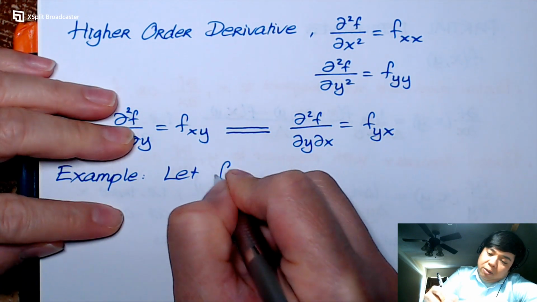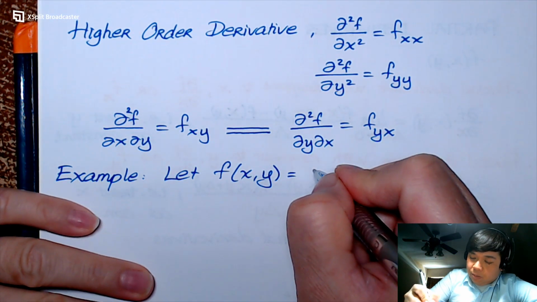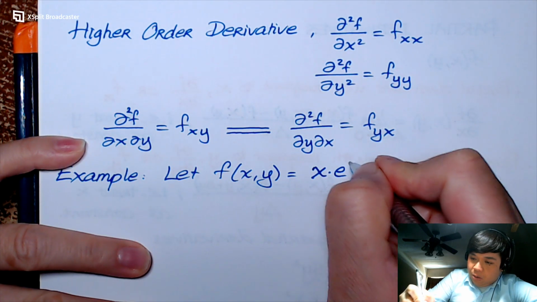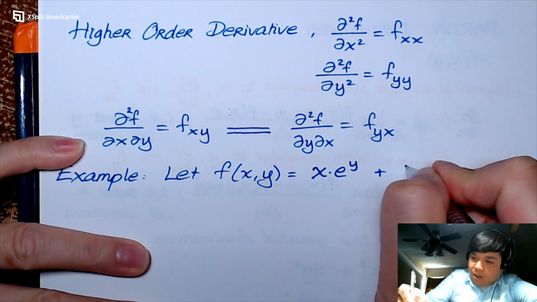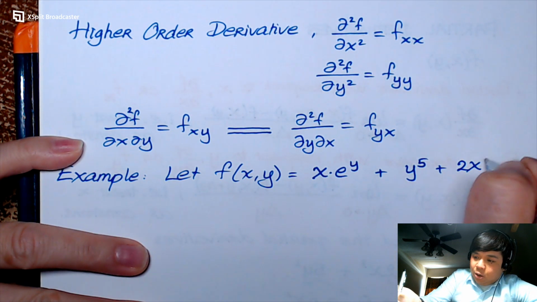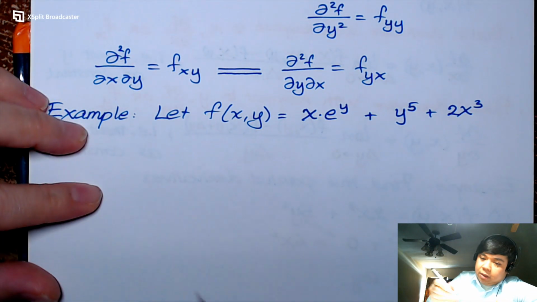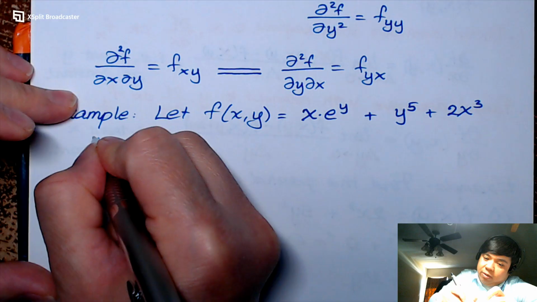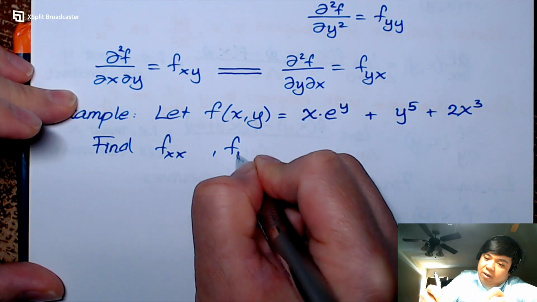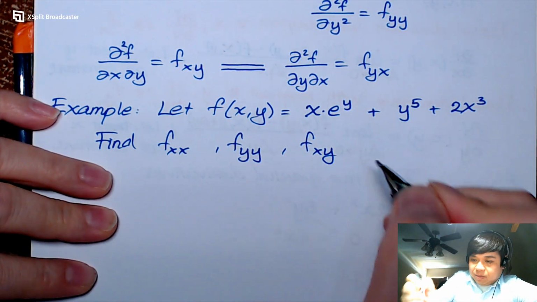Let f(x,y) equal x e to the y plus y to the fifth plus 2x cubed. Okay. Now, I just find f_xx, f_yy, and f_xy. Okay.